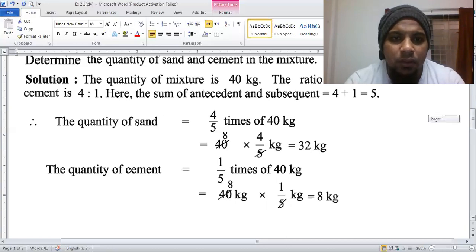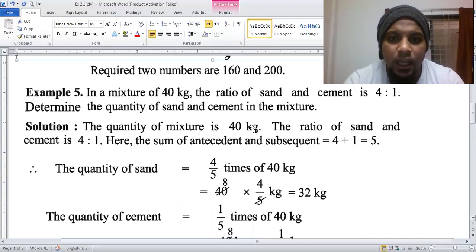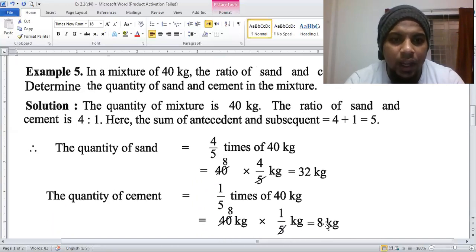For this problem, the mixture is 40 kg and we get the quantity of sand is 32 kg and the quantity of cement is 8 kg. That means we get the ratio of 4:1.